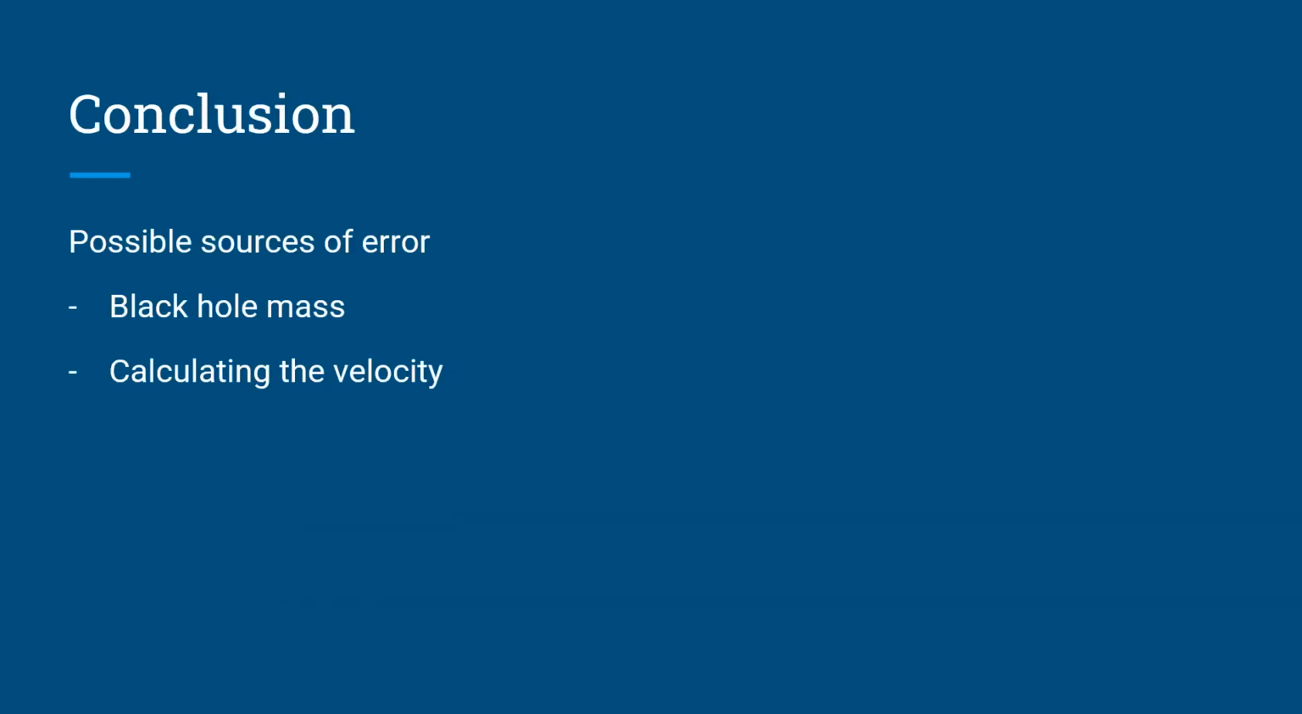Our possible sources of error were mainly that the black hole mass had to be calculated by taking the average of many values, and we don't know how accurate this value is to the real mass. And also the fact that we used trial and error to calculate the velocity might not give us the most accurate answer, as the code was not that strict with the rounding of the numbers.